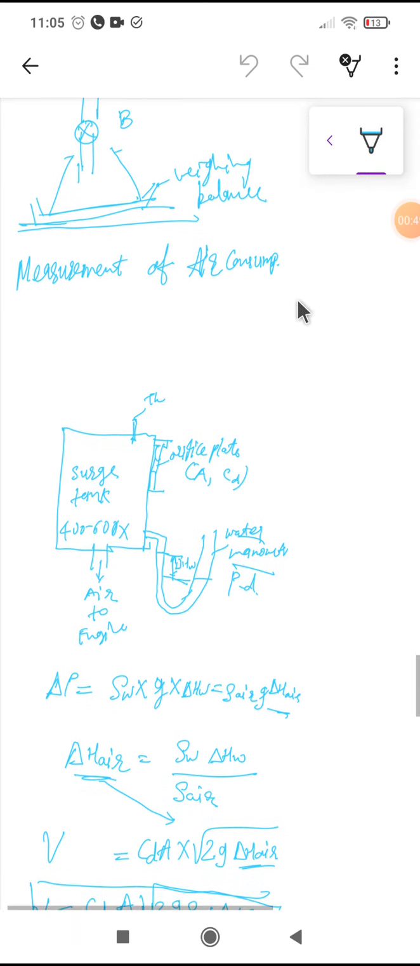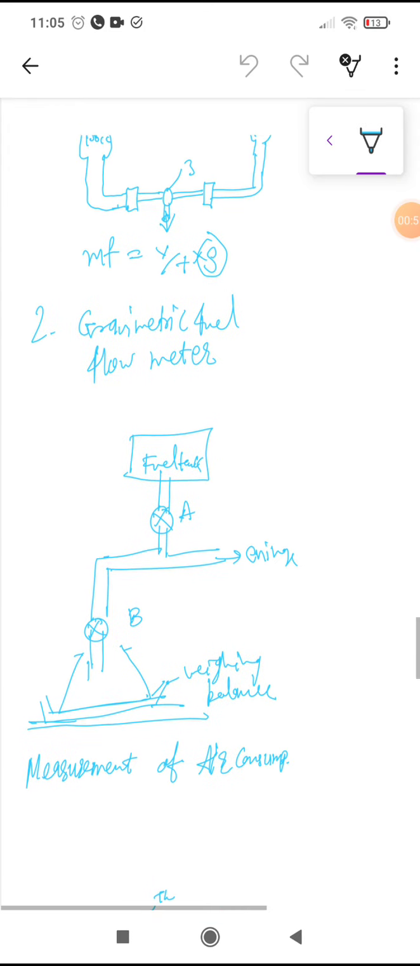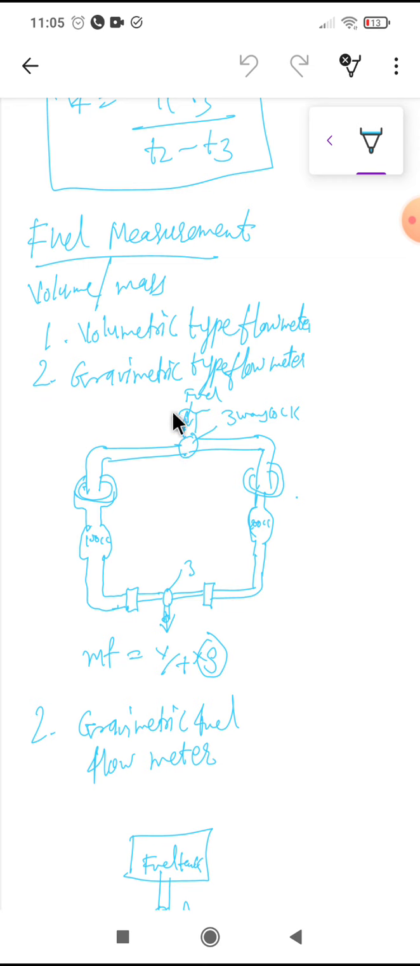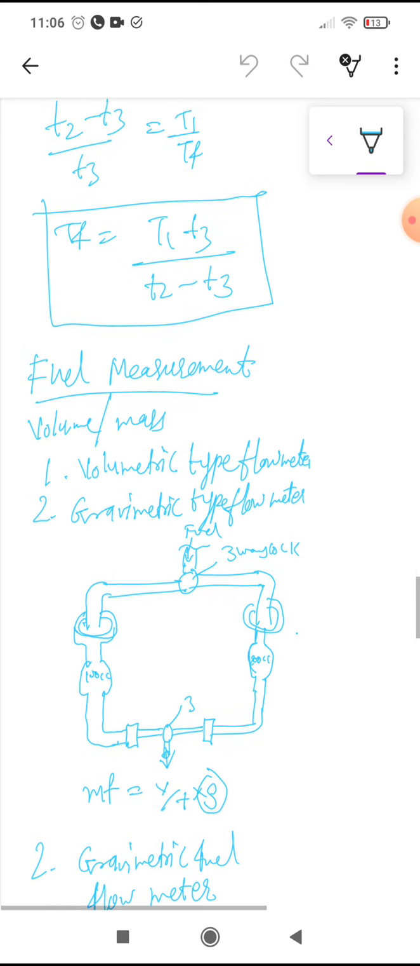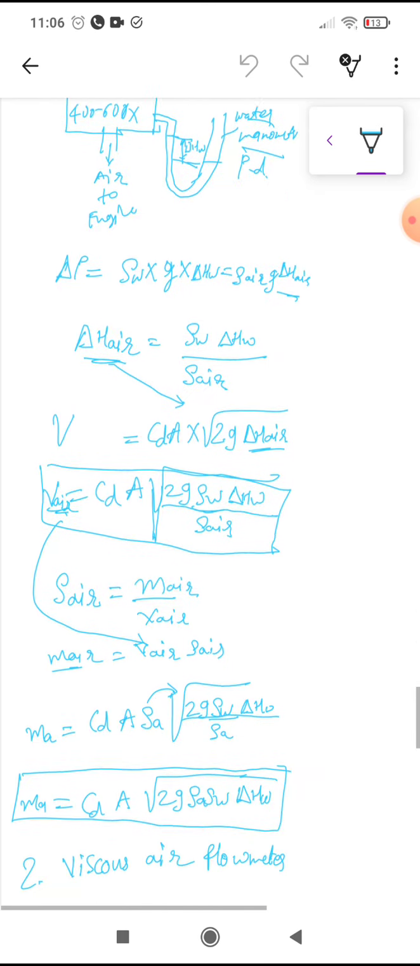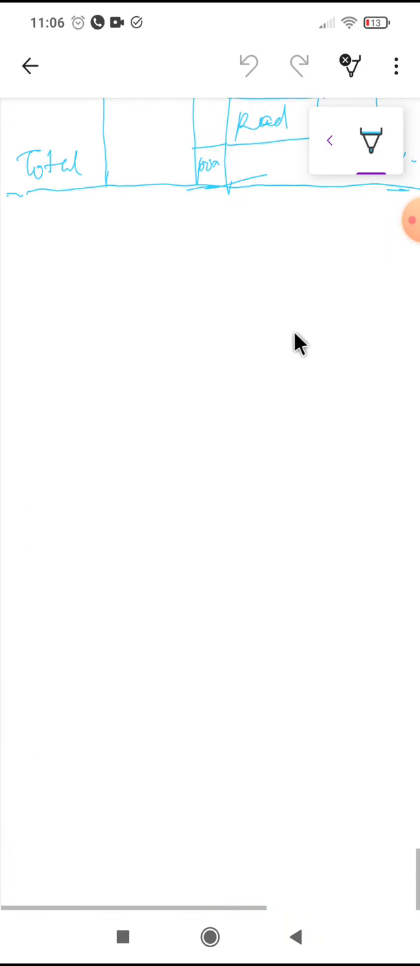So now we have also seen a few gravimetric flow meters, and also the volumetric flow meters to measure the fuel consumption. So now we will see today various factors affecting engine performance.